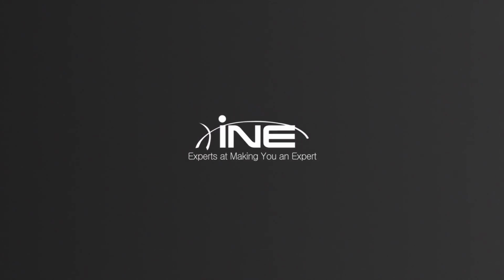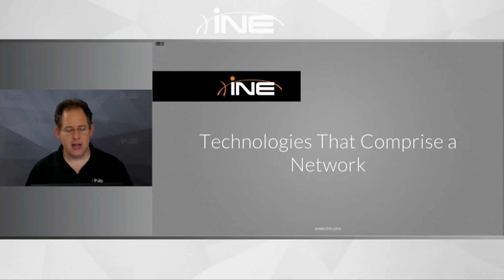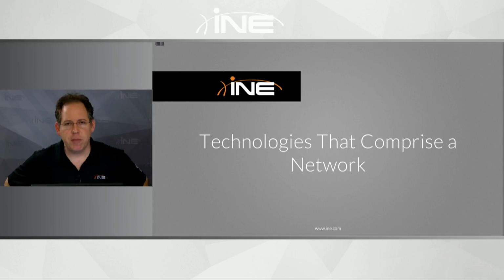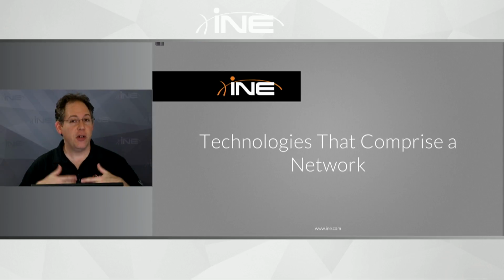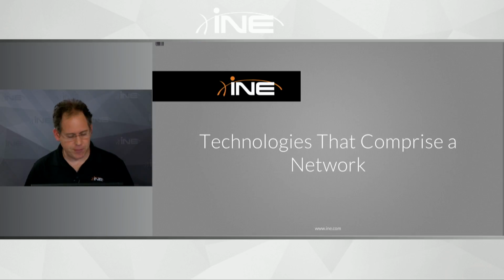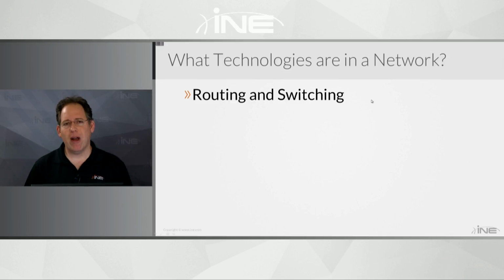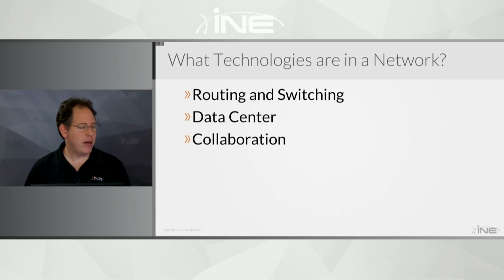In this next section, I'd like to cover what technologies comprise a network from a very high level. What's going on behind the scenes in a network? Because as you pursue more and more of these options of computer networking careers, you're going to see these terms come up quite a bit, and you're going to need to know what they consist of. So the technologies I'm going to overview are routing and switching, data center, collaboration, and security.